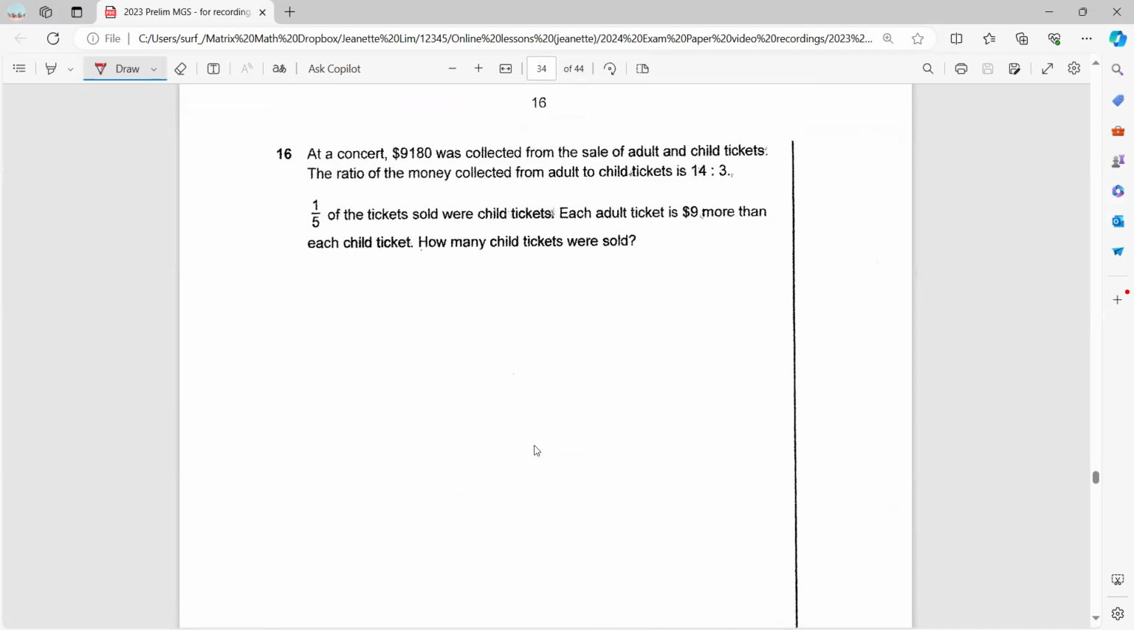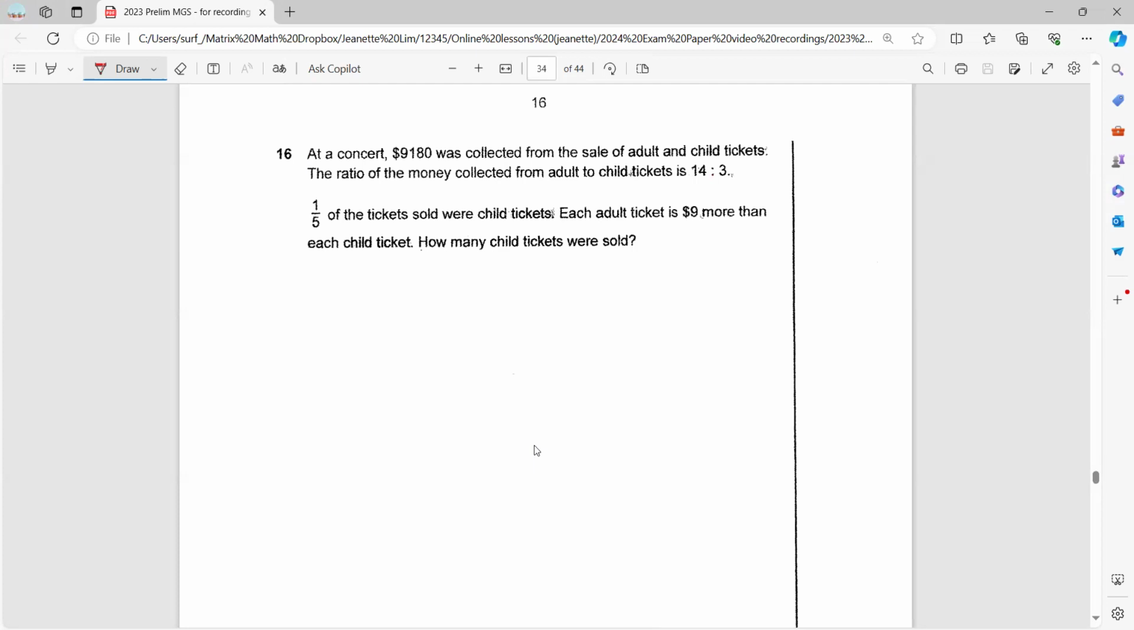Question 16. At a concert, $9,180 was collected from the sale of adult and child tickets. The ratio of the money collected from adult to child tickets is 14 to 3. 1/5 of the tickets sold were child tickets. Each adult ticket cost $9 more than each child ticket. How many child tickets were sold?